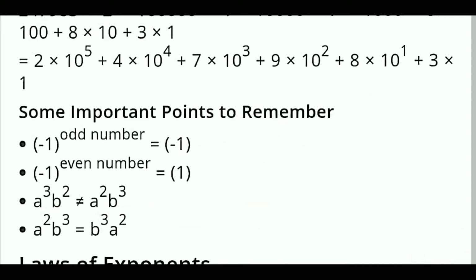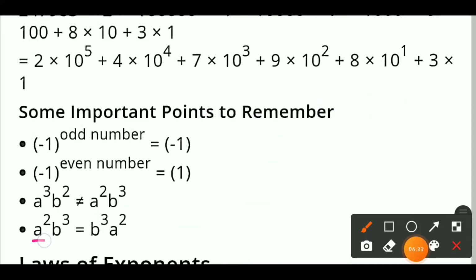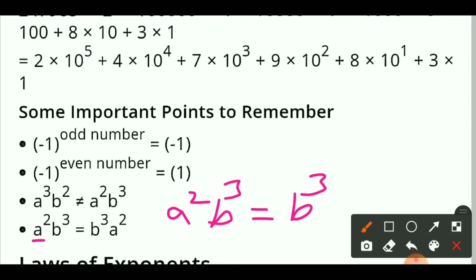In the fourth part, it is saying we can change the order. Here a square is written in the beginning, and b cube is written after a square; in the other, b cube is written first and a square is written after b cube. So in both conditions, the answer is equal.